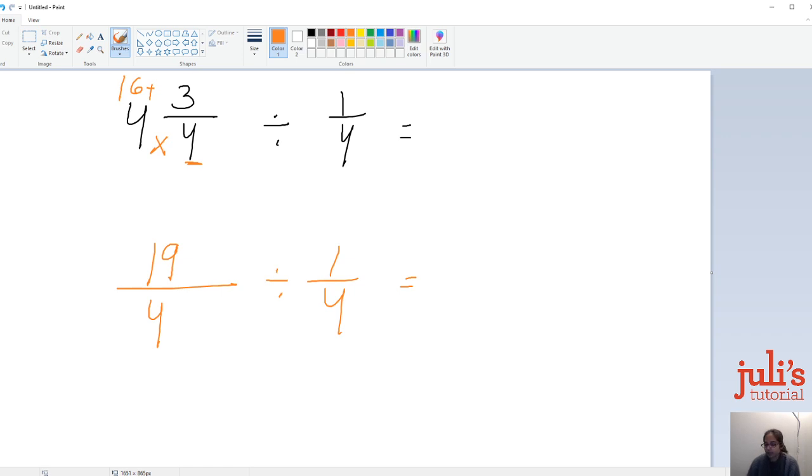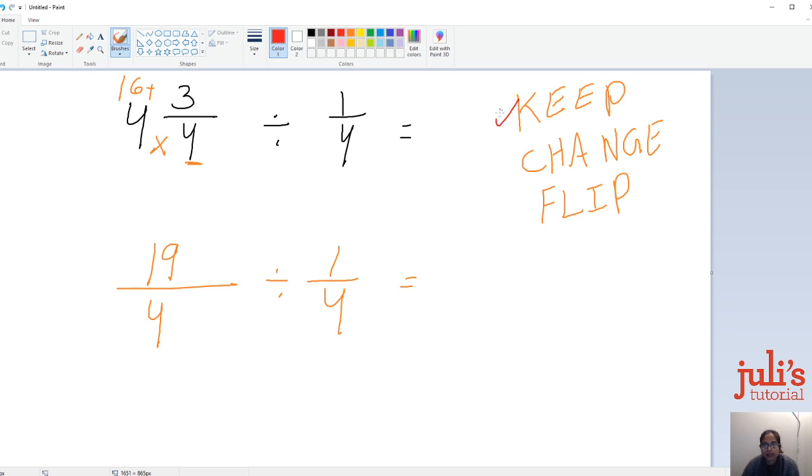Keep, change, flip. Good job, Naima. Keep, change, flip. If you don't know this, write this down and know it forever, because 4th graders do too. Actually taught it to even 3rd. So that means that I keep my first number the same, change my sign to the opposite, multiplication, and flip this one to 4 over 1.